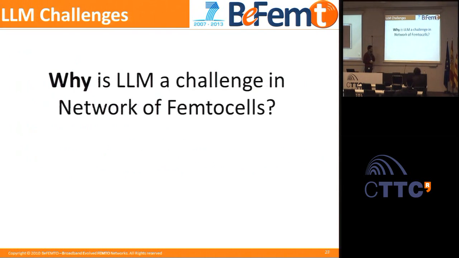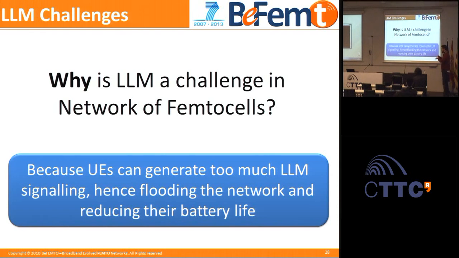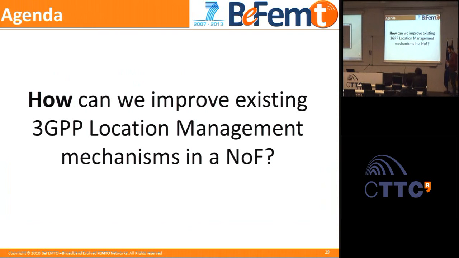So going back to the second question of the agenda, we said why local location management was a challenge in networks of femtocells. And now we know the answer. The answer is because when UEs move around, they can generate a lot of local location management traffic. They can drain their batteries as well. And this poses a problem to the network, which may be flooded by this location management signaling. And as I said, there are always the battery issues. So, 2 out of 3. Not bad. Let's go to the third one.